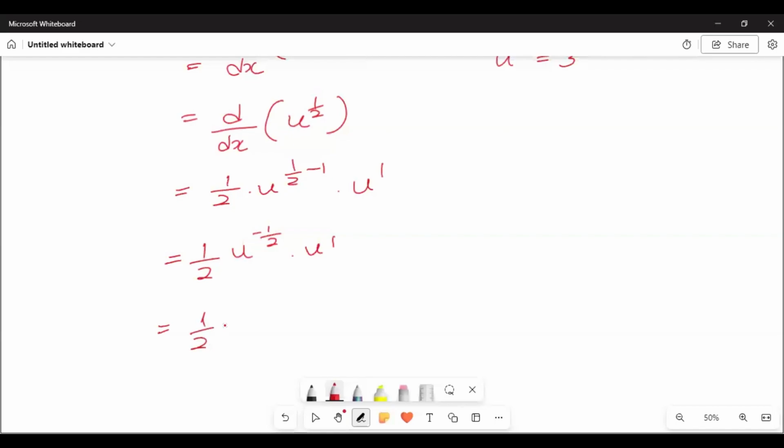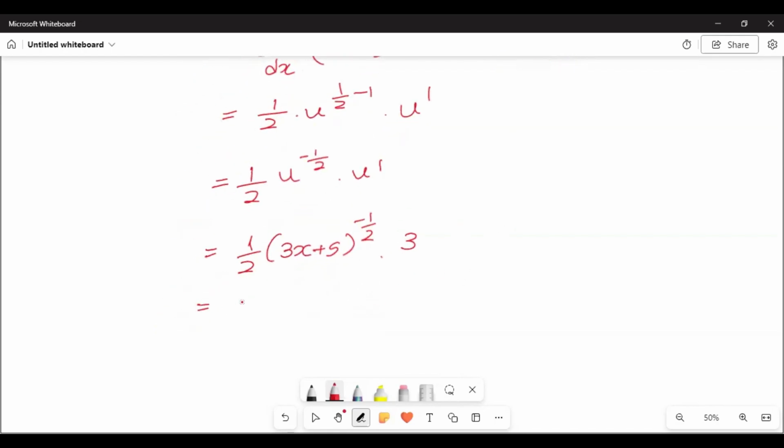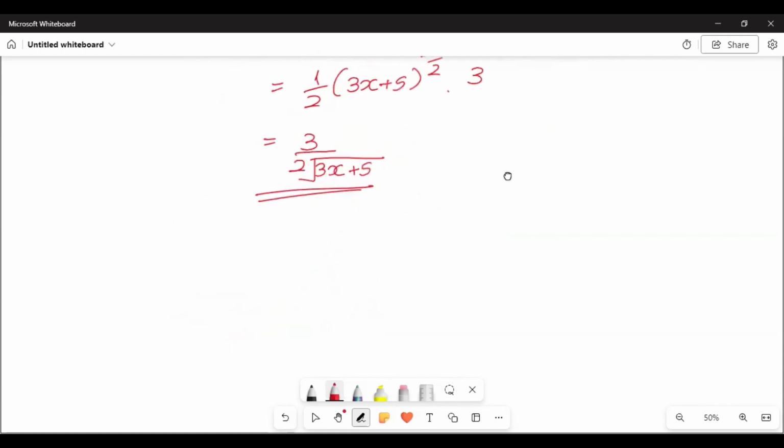So half times 3x plus 5 to the negative half times 3. So the answer is going to be 3 over 2 times square root of 3x plus 5. Okay, last question.